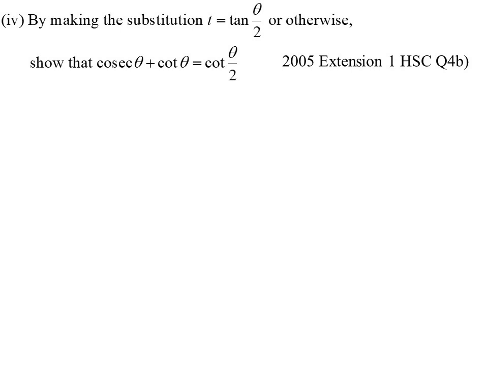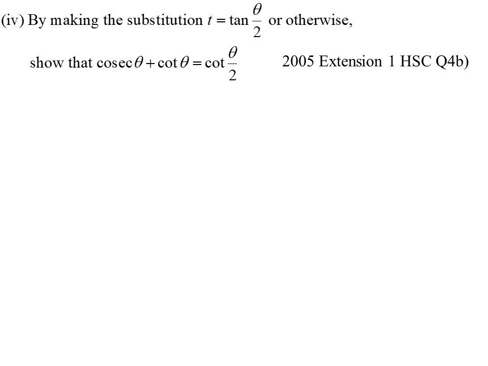The HSC ones, they always, well, not always, but they usually give the option or otherwise, should you want to do it some other way. Usually the other way is going to be longer. They're giving you a hint, and they go this way. It's probably going to be the quicker way of doing it. So by making the substitution t equals tan theta on 2, we're going to show this expression here.